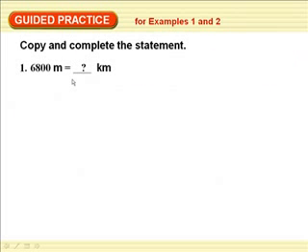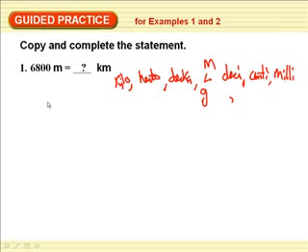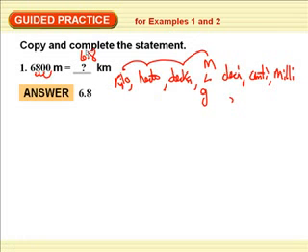So guided practice. Again, I'm getting good at writing these, so let me write meter, liter, gram, deci, centi, milli, over here is deca, hecto, and kilo. Okay, so I'm going from meters that I know to kilometers. 1, 2, 3 to the left. So I just move the decimal 3. 1, 2, 3. So it's going to be 6.8. Let's see if we agree. Yep.